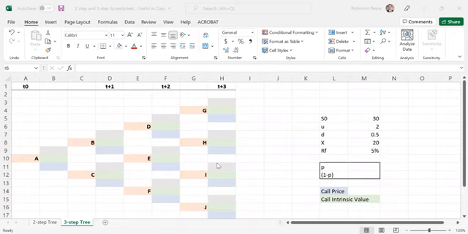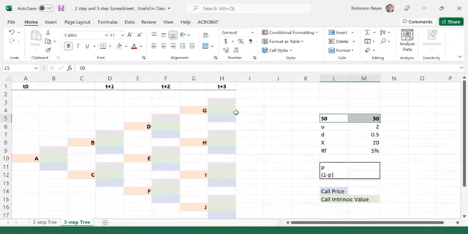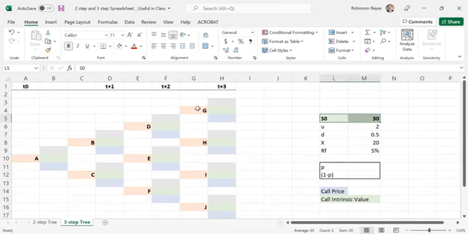So the first thing when we're solving the tree is that we have an initial stock price. We have it here. And that initial stock price is given with the problem. So basically, I will start filling all of the stock prices, starting with this one, which is the stock price today, and that is node A. So I just type it here.